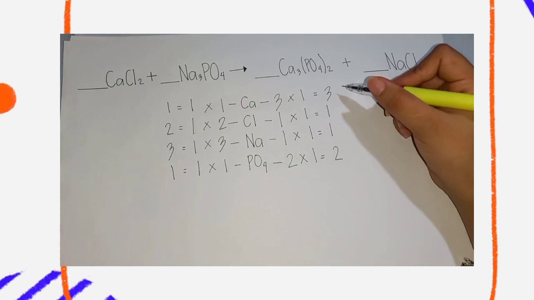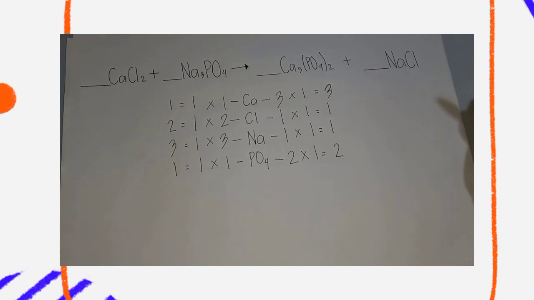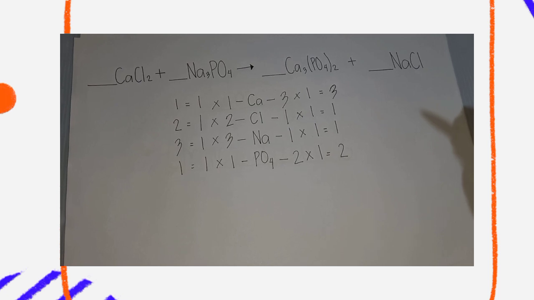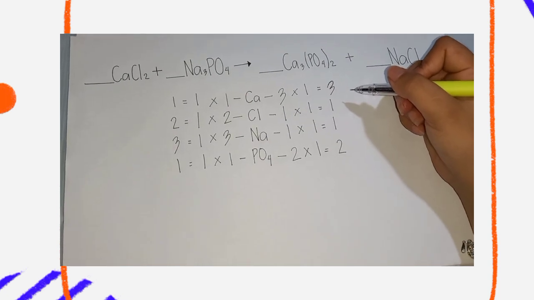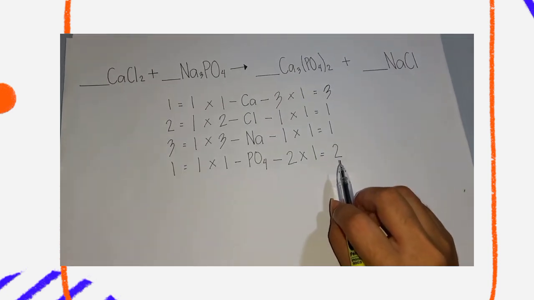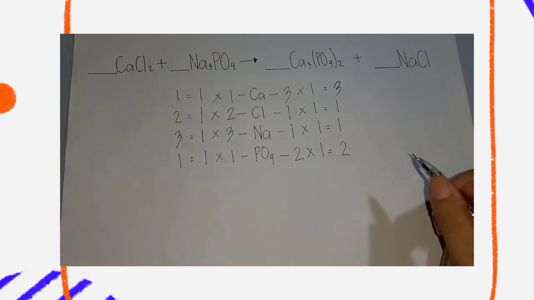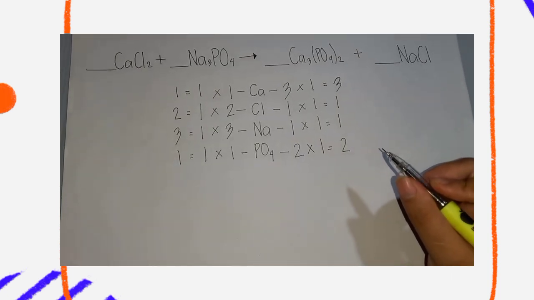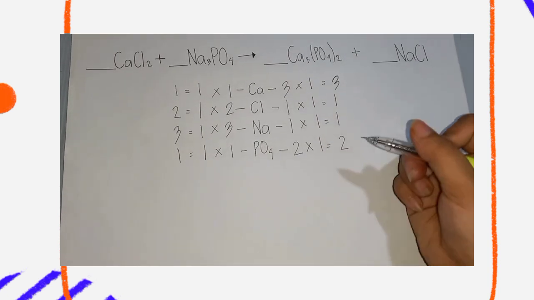After we get the result of multiplying the subscripts by the coefficients, we need to check if each atom is balanced. And as you can see, they are not balanced. So this is where we're going to use the trial and error method. We need to find other coefficients or numbers that would give the same result for it to be called balanced.